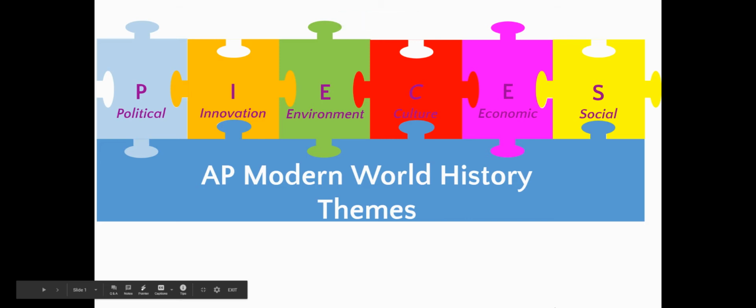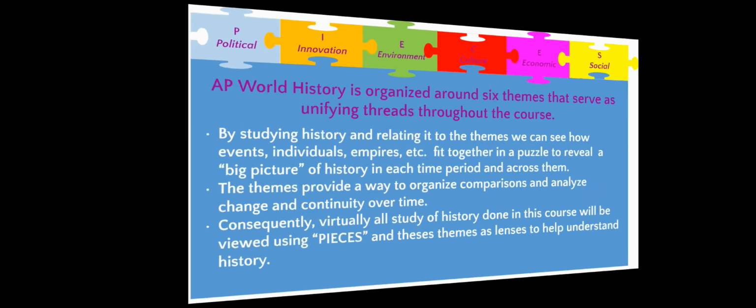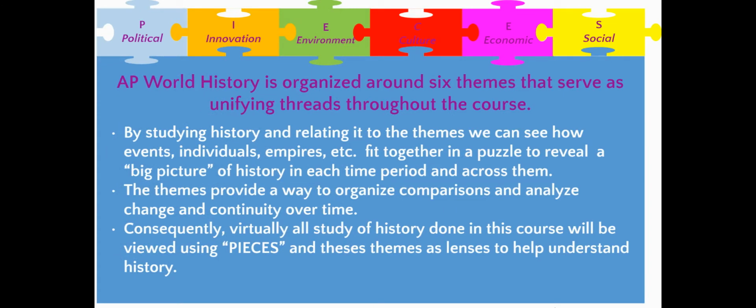Well, hello, everybody. We are going to talk about the themes of AP World History. These are kind of the lenses that we'll be using when we're looking at the content of the course and how we can break it down and frame it and connect it to one another. AP World History is organized around 6 themes, and that's going to serve as the puzzle pieces, the building blocks, the unifying threads, whatever analogy you want to use. That's what's going to unite all of the content.